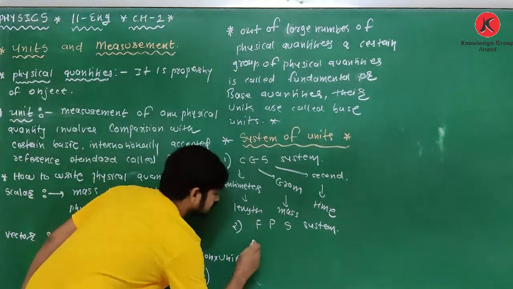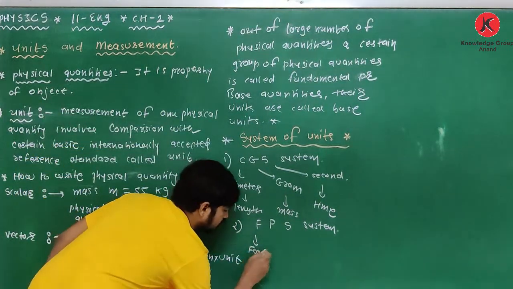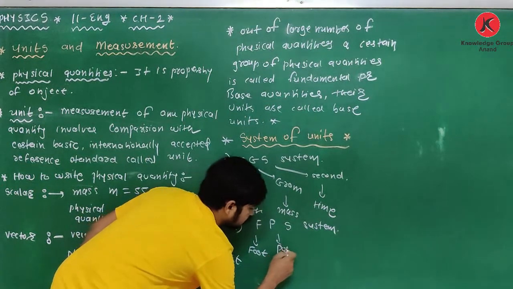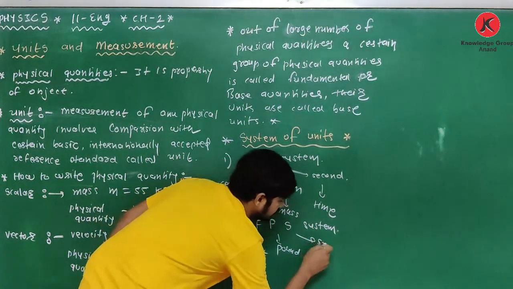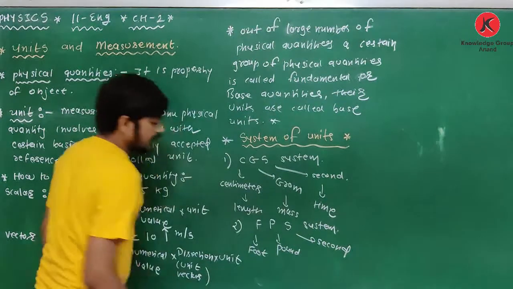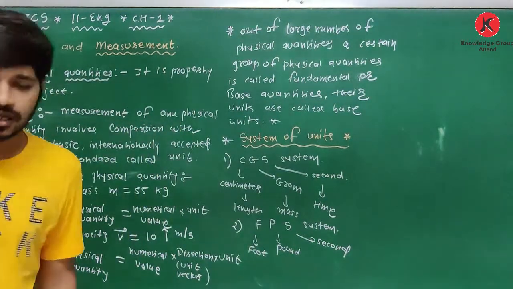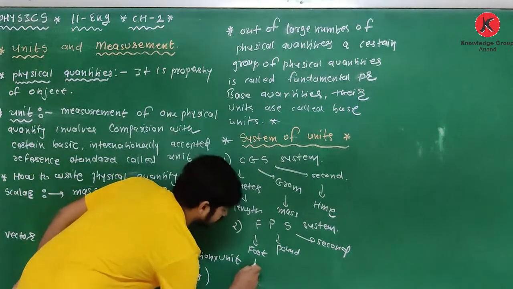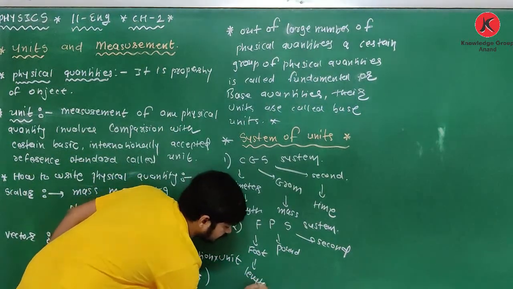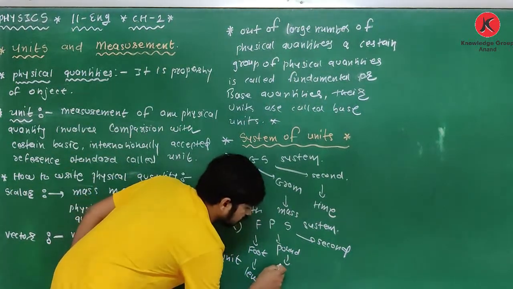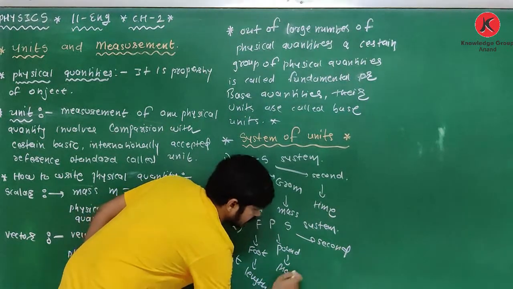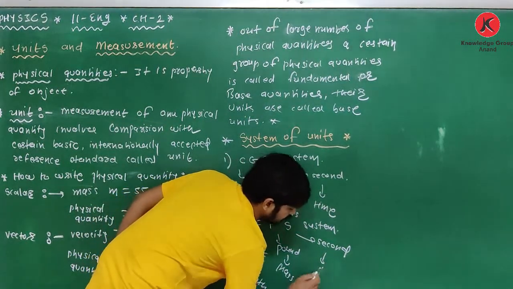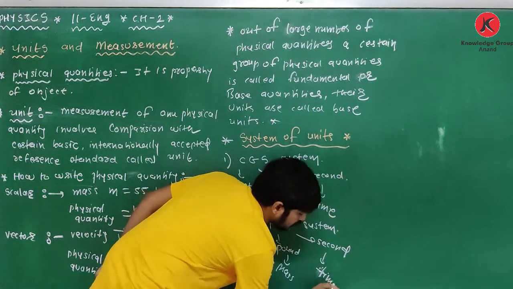So in FPS system, F is foot, here it is pound, and here it is second. Again in FPS system: foot, pound and second. Foot is the unit of length. Pound is the unit of mass, and second is the unit of time.